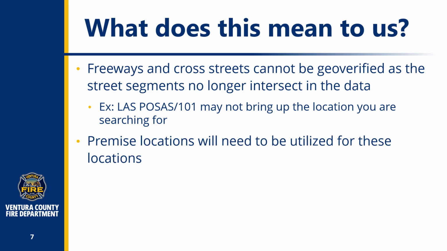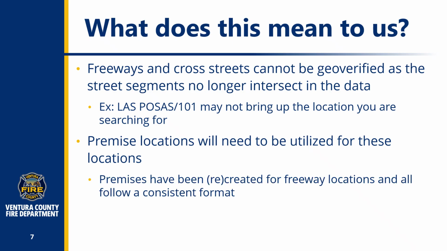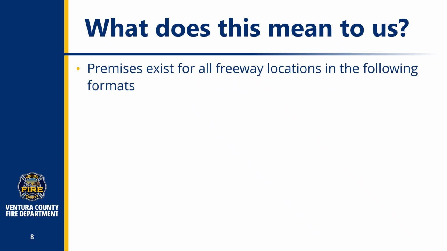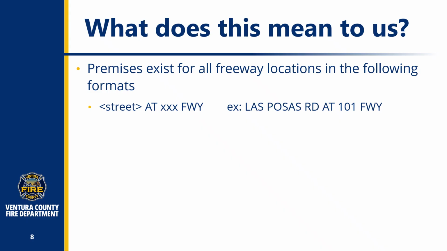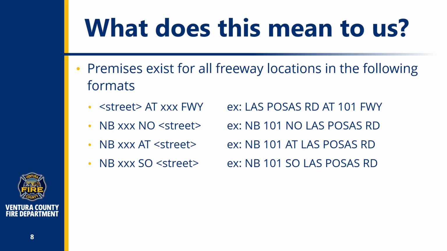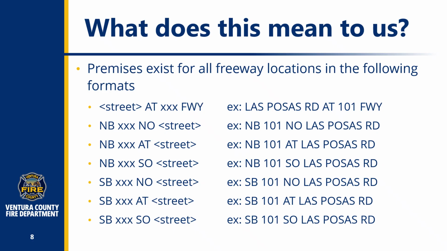So the answer to this is to use the premise locations that we utilize for those locations. Premises have either been created or recreated for all the freeway locations, and they all follow a consistent format. Premises exist for all locations in the following formats. For something like Las Posas at the 101 freeway, you put the street, then the freeway number, followed by freeway. We also have northbound on the freeway north of street, northbound at the street, and northbound south of the street. And again, those three are recreated for the southbound side.